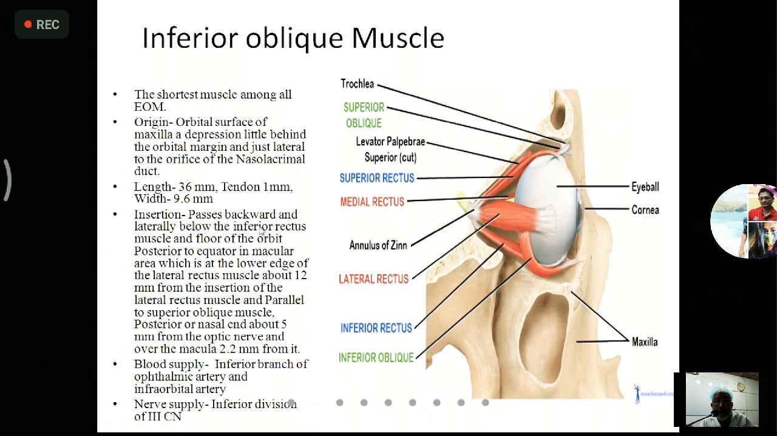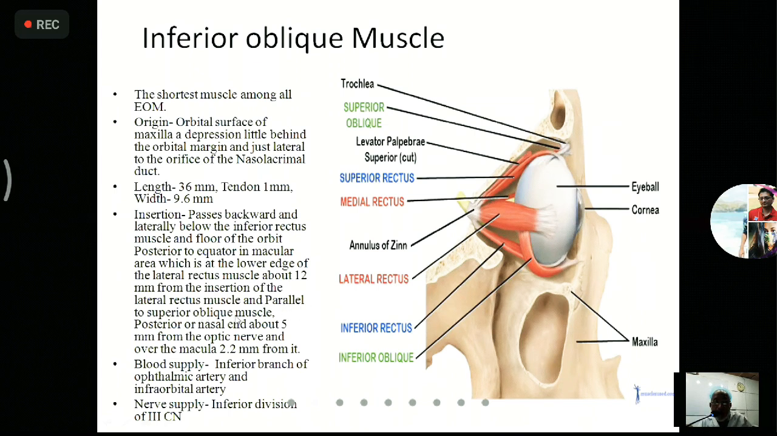Insertion: it passes backwards. All the others go forward, but this goes backwards. Remember this for the MCQ exam. Laterally below the inferior rectus muscle and the floor of the orbit, posterior to the equator, in the macular area. Remember it. The macular area is at the lower edge of the lateral rectus muscle, about 12 millimeter from the insertion of the lateral rectus muscle. From the lateral rectus muscle, 12 millimeter, remember.